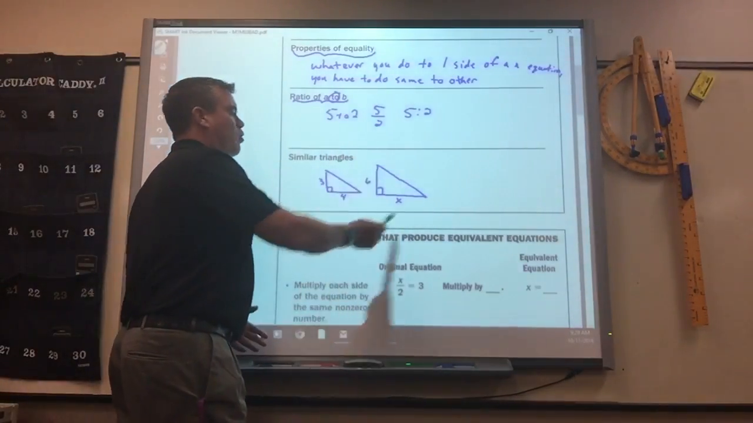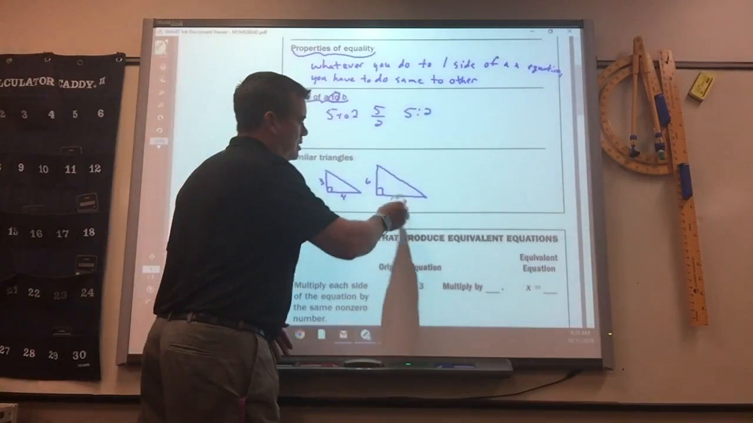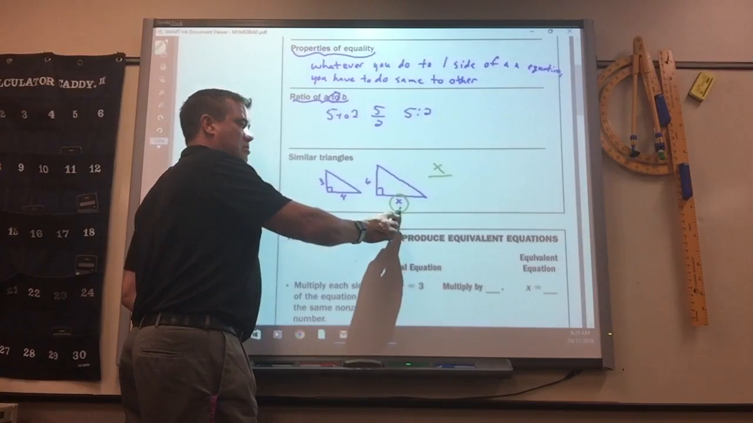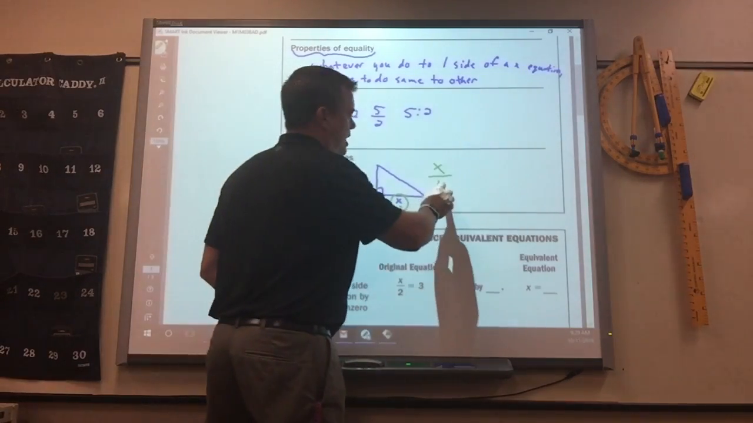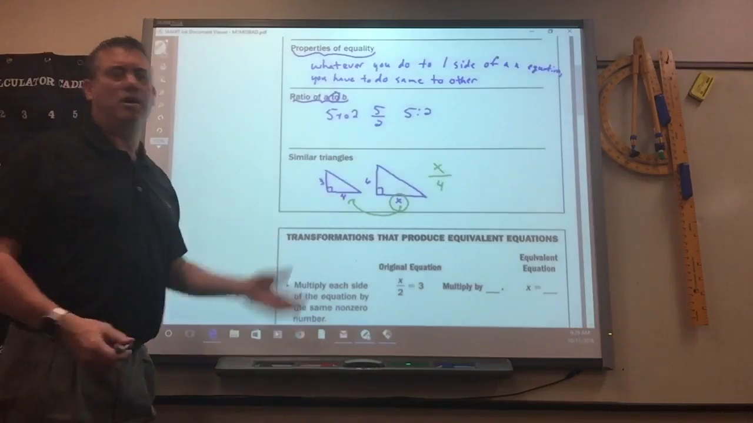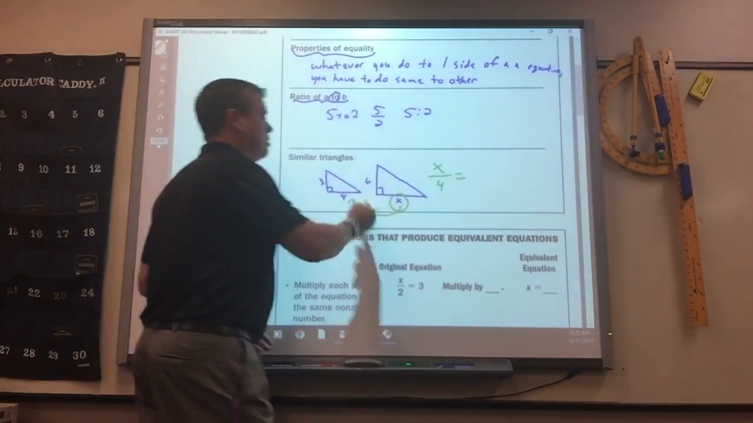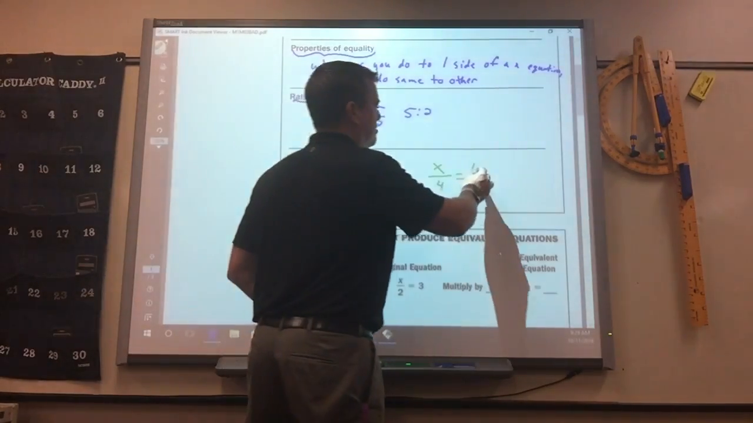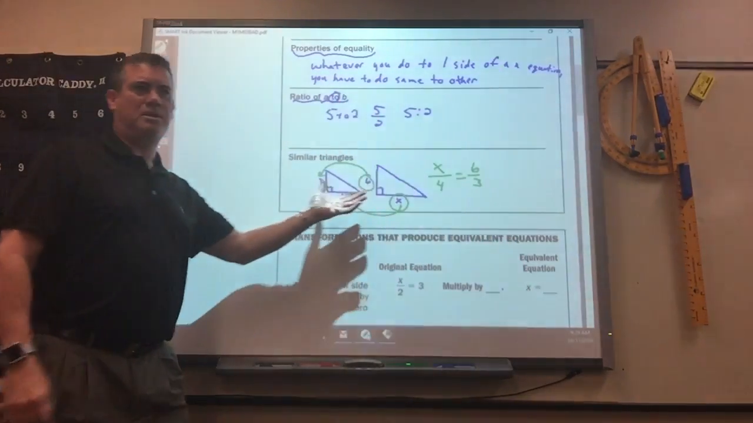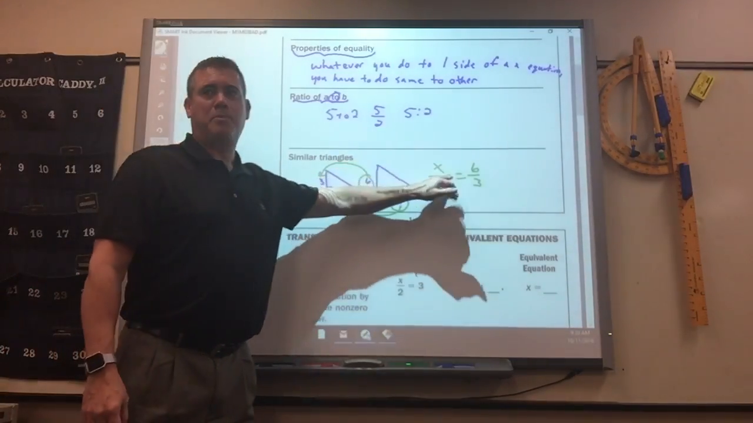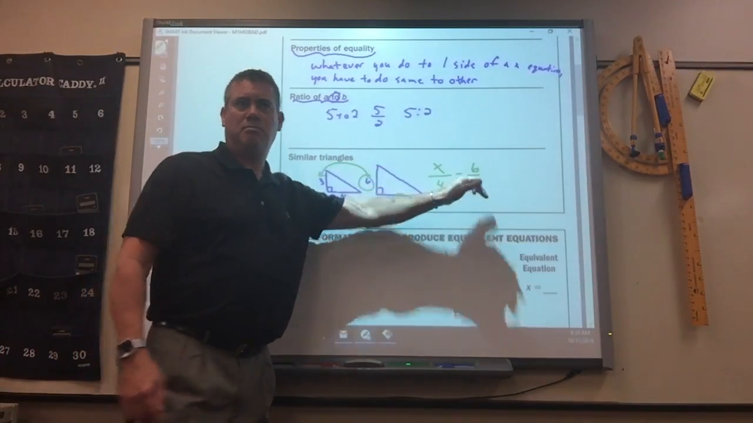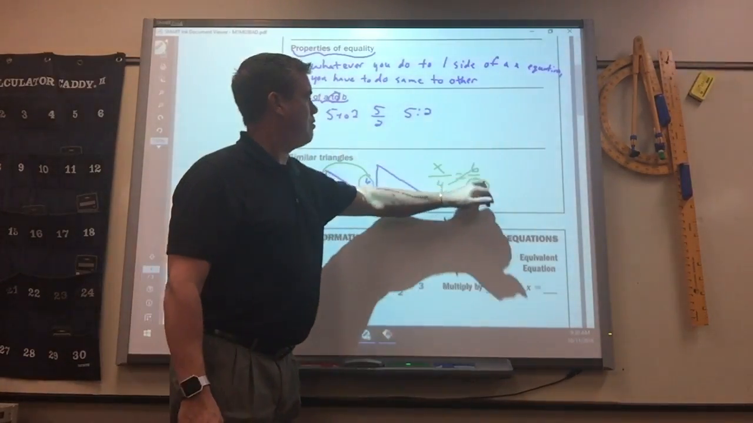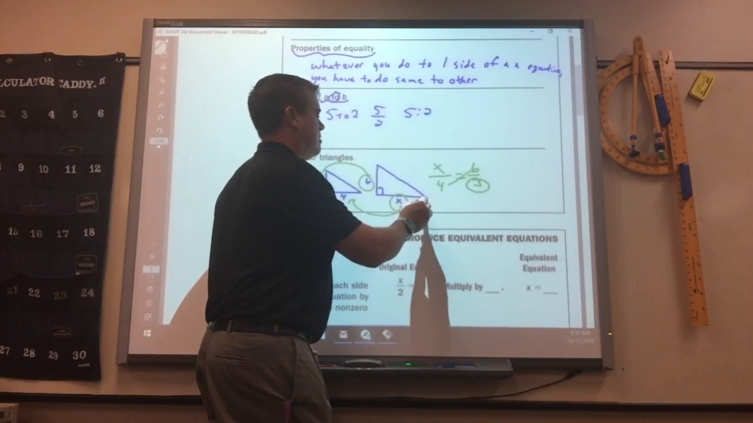So it doesn't matter which number you start with. I always start with the letter. X corresponds to 4. So that's the ratio. X is a ratio to 4. You set that equal to, now since I went this one to this one, you have to do the same pattern, 6 to 3. You guys remember how to set those up? Now once you have the proportion, everyone remember how to solve them? Cross multiply and then divide. So that'd be 24 divided by 3 is 8.